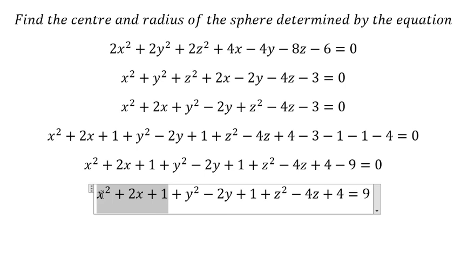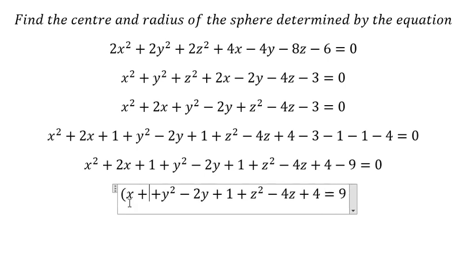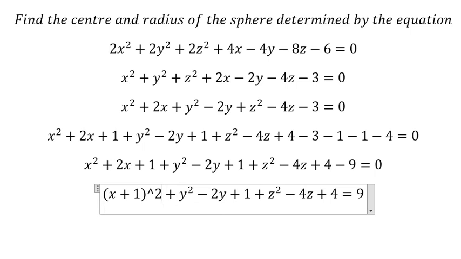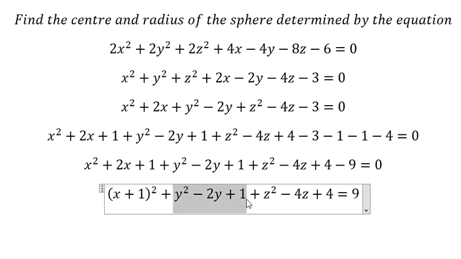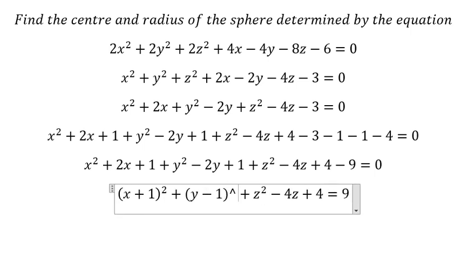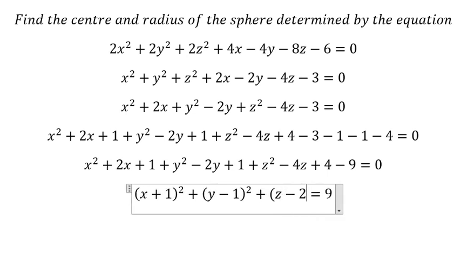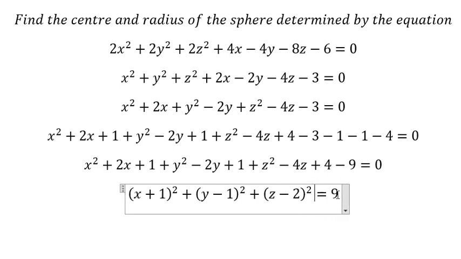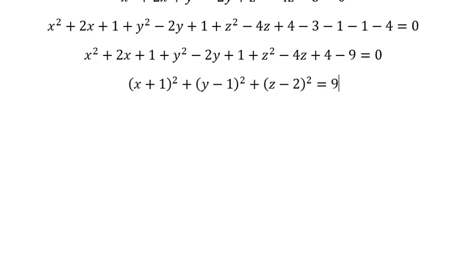This one, that is about identities. So we have x plus 1 to the power of 2. This one, we have y minus 1 to the power of 2. This one, we have z minus number 2 to the power of 2. Now, we have the formula in here.